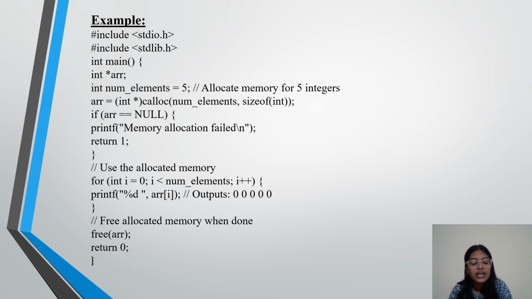And next, to free the allocated memory when it is done, we are using free of array and return 0 for success and close the parenthesis. This is the example of the calloc function. I hope you understood better in this example.